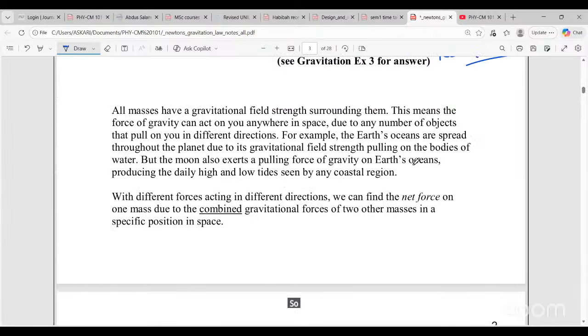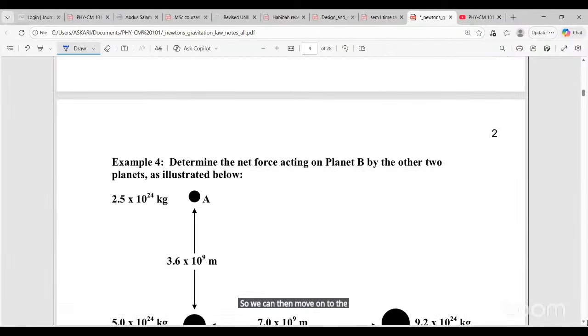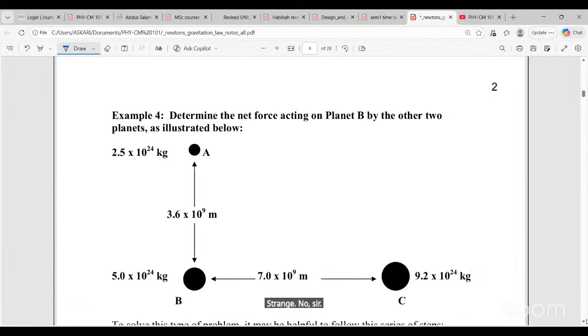So this was where we stopped. So we can then move on to the next one. No, sir, it's not clear. Oh. What is not clear there? What is not clear? Huh? Talk now. What is not clear?